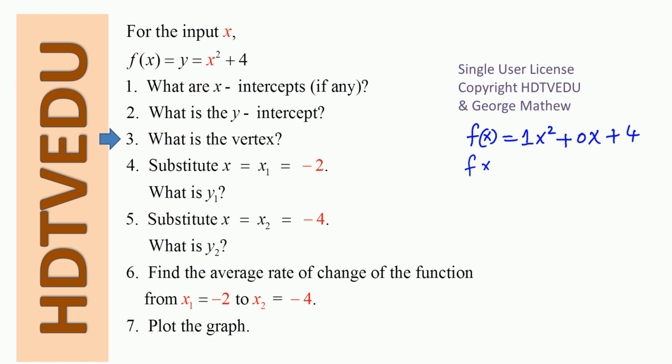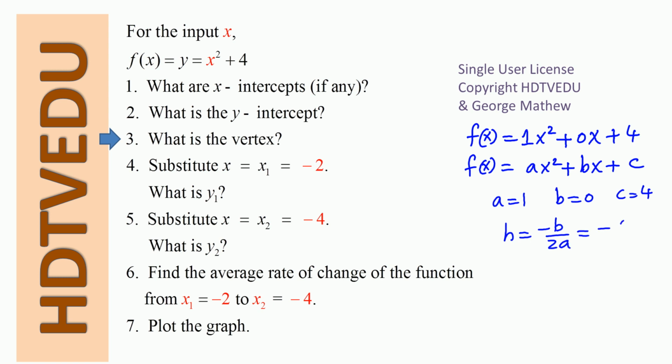So compare that with f of x equals ax squared plus bx plus c. Immediately you see that a is equal to 1, b is equal to 0, and c is equal to 4. What is h? Negative b over 2a. Negative 0 divided by 2 times 1, and that is 0, because 0 divided by anything is 0. So now we substitute x equals 0, and what do we get? So f of x equals x squared plus 4.